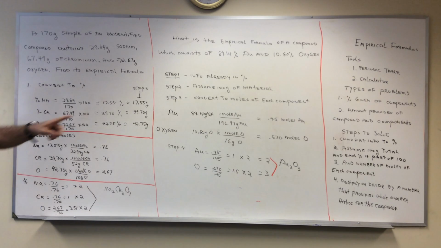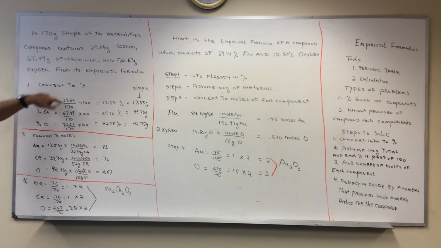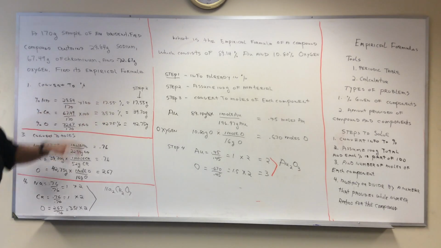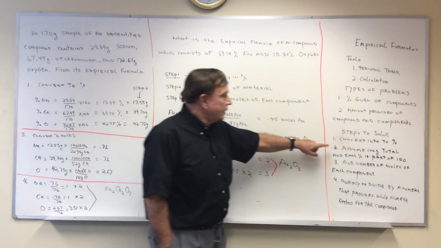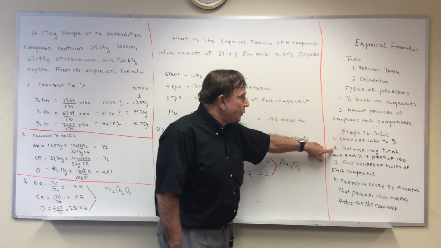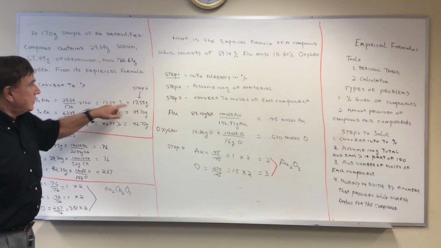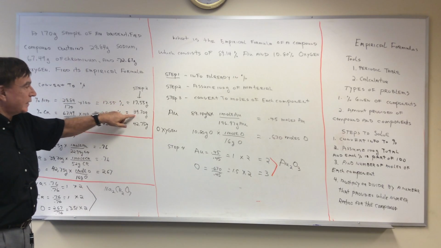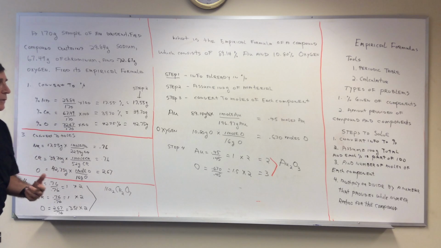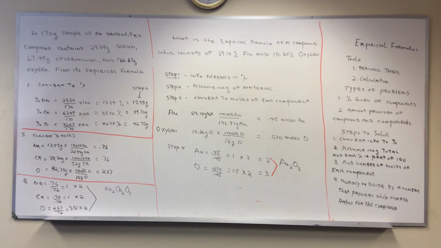So the first step now is we have to convert everything to percentage, which means you take the number of grams of the material over the total weight of the material times 100. You do that for each component. Again, these are the numbers that we pulled directly from the problem, times 100, and we get percentage, which has now got us to this point right here. Next, we assume 100 grams. Step 2 is very simple. This becomes 100 grams.